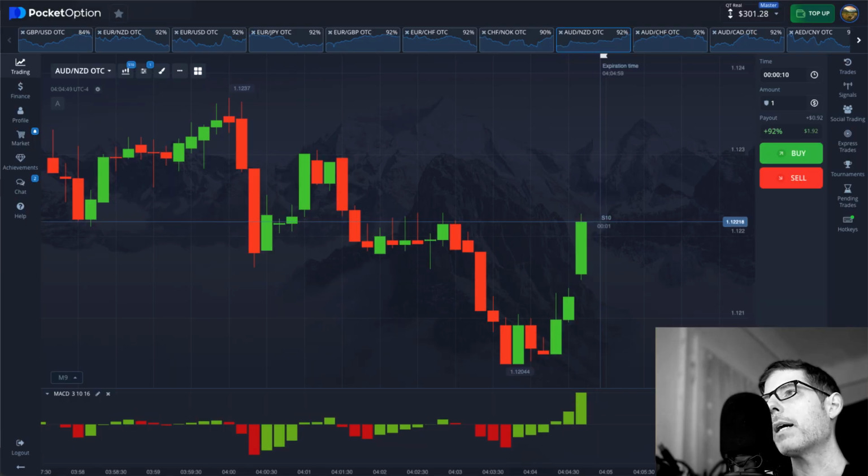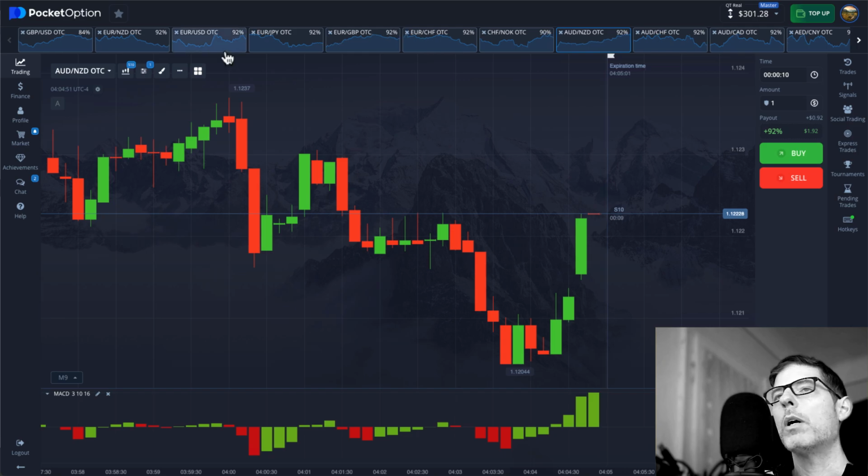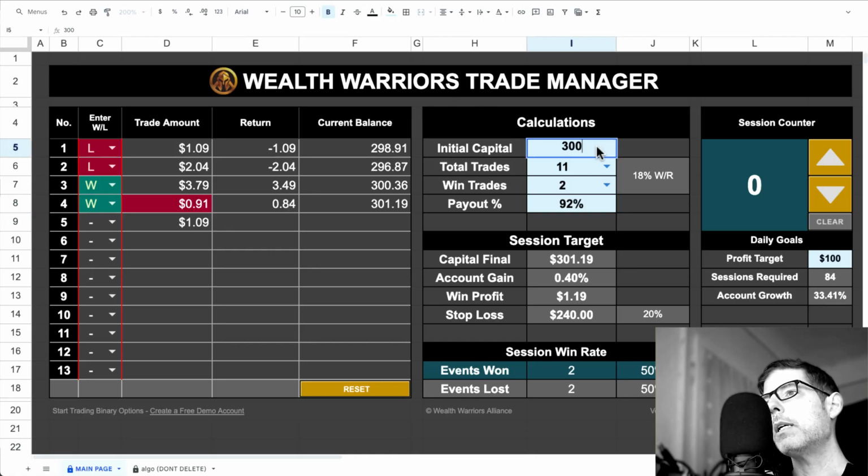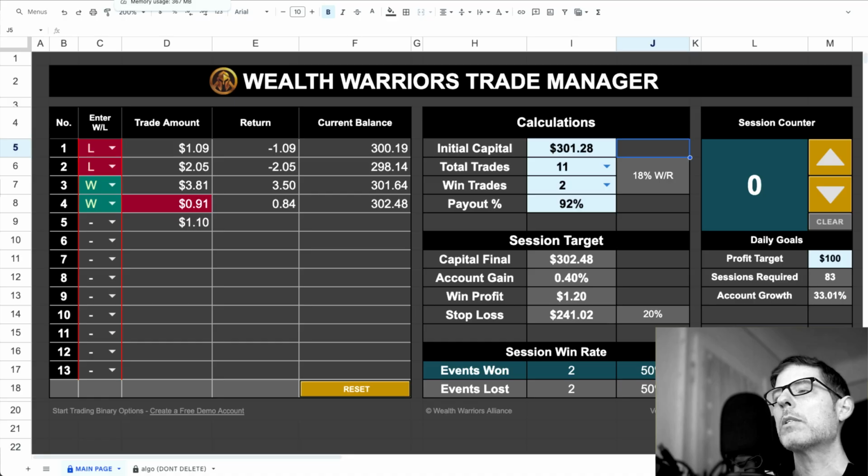Let's go back over to Pocket Option. Total profit 301.28. But most importantly, we have not lost. And that's what's important. We had 2 losses, 2 wins. Now, normally, if you are not using any type of money management system, if you're trading with the same amount on each trade, you would have to have 3 wins in a row to make up for that.